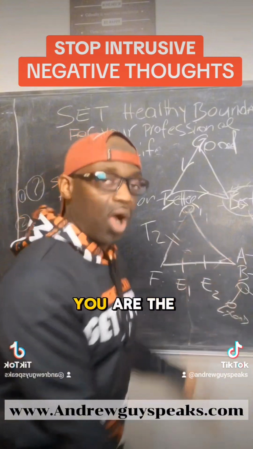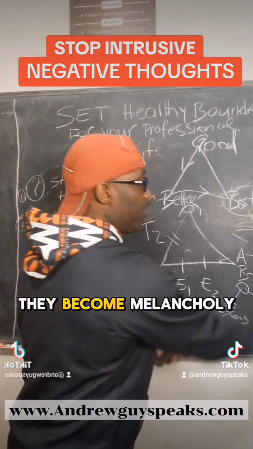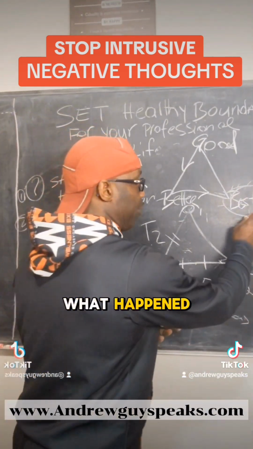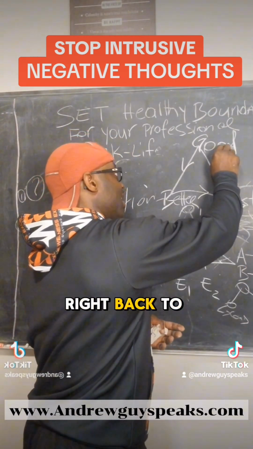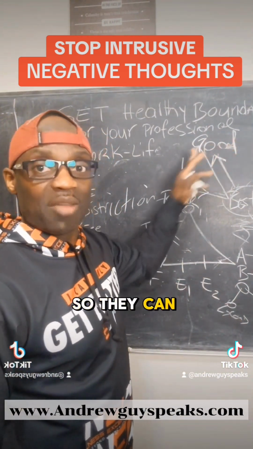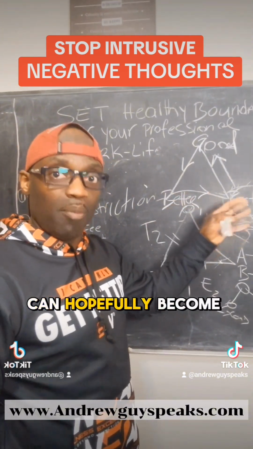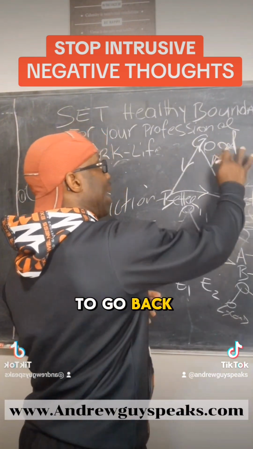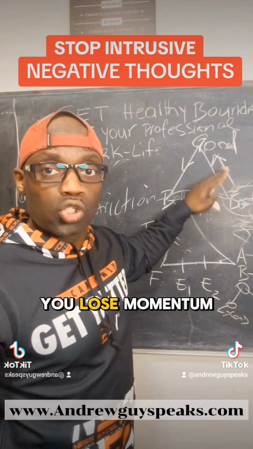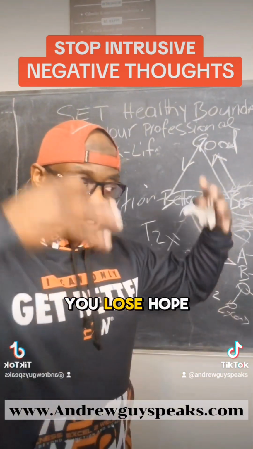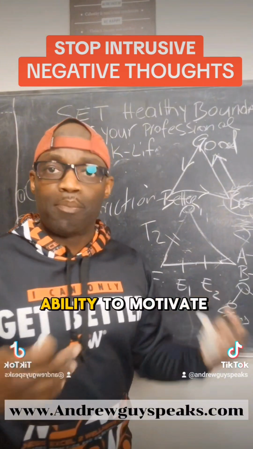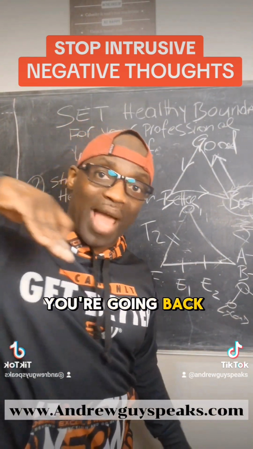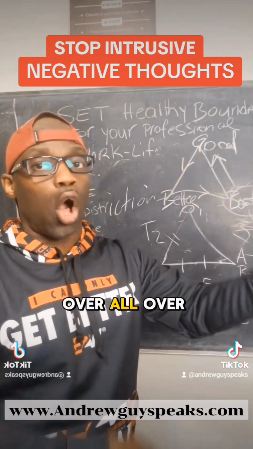So what do you do when you are the best? They stay there. They become melancholy. They don't try anymore. There's nobody else for them to even challenge. So you know what happened? They plateau. And they go right back to being good so they can become better and so they can hopefully become the best. Here is the problem with that. When you reach the best and you plateau, to go back around to good, you lose momentum. You lose hope. You lose that ability to motivate yourself. You lose inspiration because it's like you're going back down again just to start over all over again.